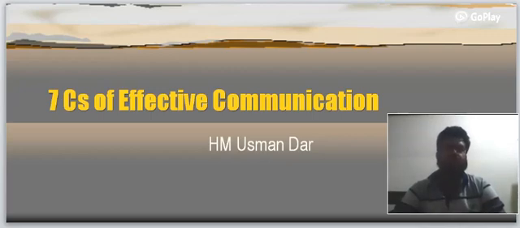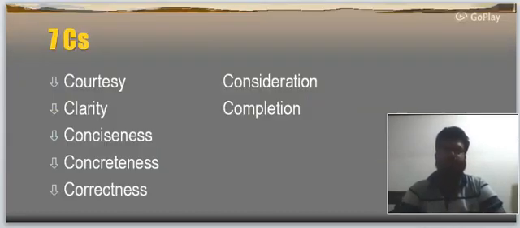Today I'm going to talk about another very important topic in English 3, that is 7 C's of effective communication. These are basically 7 aspects which make communication effective and successful. And since these 7 words or 7 terms start with the alphabet C, they are called 7 C's. And these are courtesy, clarity, conciseness, concreteness, correctness, consideration, and completion. So I'll be discussing all these 7 C's in detail.